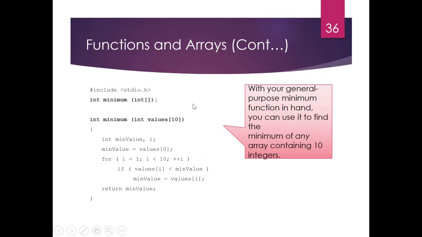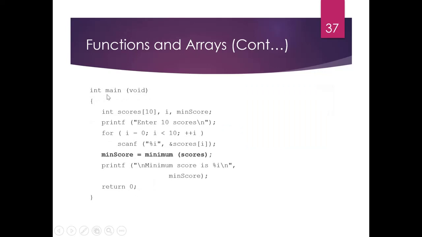This is the example for this. Here include stdio.h. Int minimum, this is the prototype of the function. Minimum is a function. It takes an integer type array. This is the way of writing this prototype. This is the minimum function declaration. Int minimum, int values, the array name, size is 10. Here what it does, it selects the minimum value of the array. It returns the minimum value of the array.